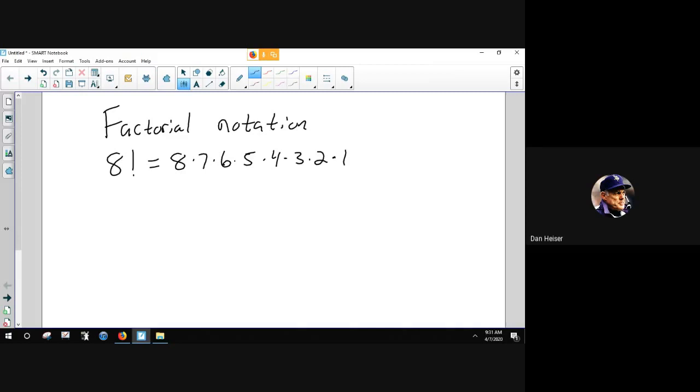You start here at this number and you multiply by one less, by one less, one less, one less, all the way down to times 1. That is a factorial.